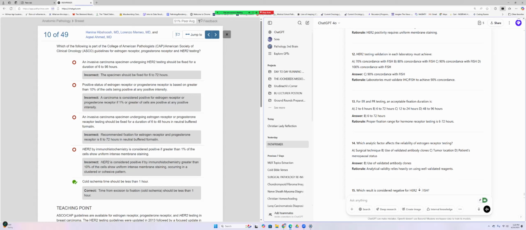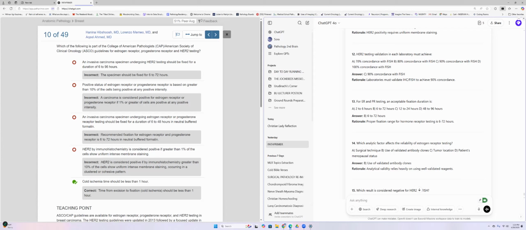HER2 testing validation in each laboratory must achieve what? How does CAP validate whether your IHC is correct or not? 90% concordance with FISH. That means all your positives must be concordant with what? 90% of the FISH. Sometimes they may decide to go and verify it with FISH. And you should have up to 90% concordance with FISH for your laboratory to be validated to do testing for this.